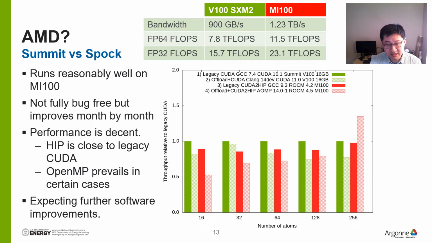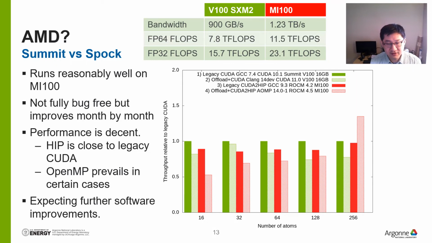How about AMD? Actually, QMCPACK runs reasonably well on the MI100 AMD GPU. It is not fully bug-free, but improves month by month. Let's look at the performance. We did the study on Summit and Spock machines from Oak Ridge. Summit has V100 NVIDIA GPUs, while Spock has MI100 AMD GPUs. If you look at the hardware specs, MI100 has higher memory bandwidth. It has higher single and double precision flops as well. Actually, it also has a higher host-to-device data transfer rate.